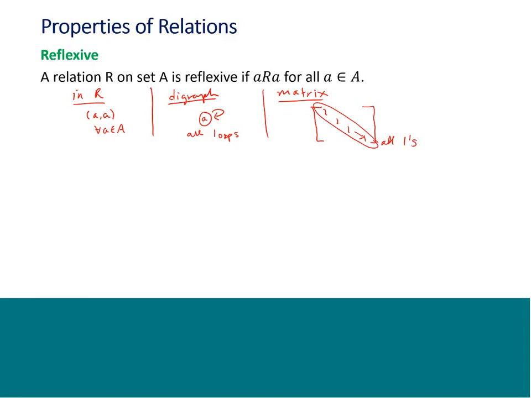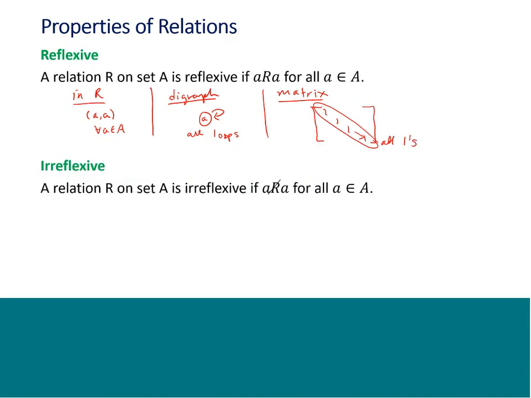Okay? And that's it for the reflexive property. We'll have an example in just a second, but let's go to the property that goes hand in hand with the reflexive property, which is the irreflexive property. Be careful. These two properties feel like opposites of each other, but it's not a binary choice, and we'll see that in an example in just a second.